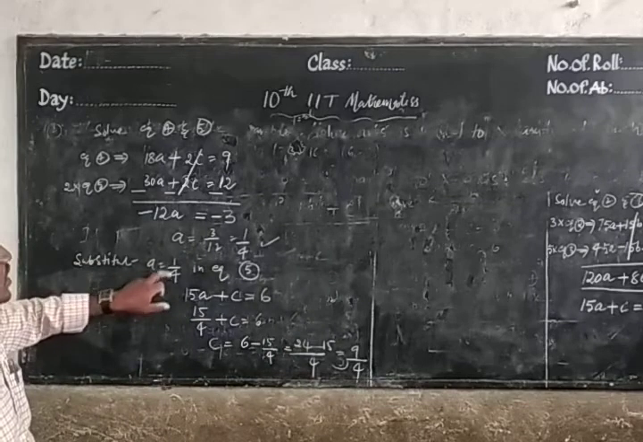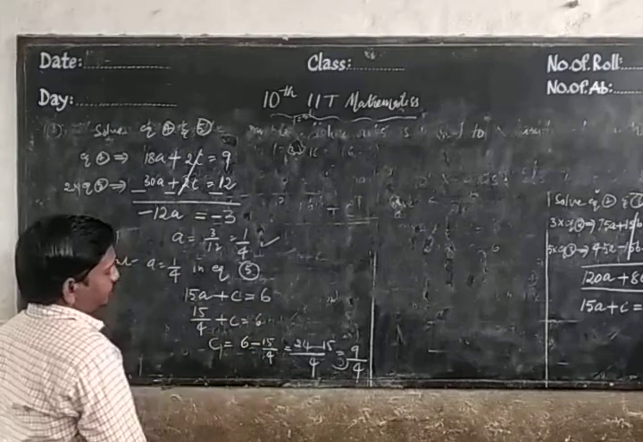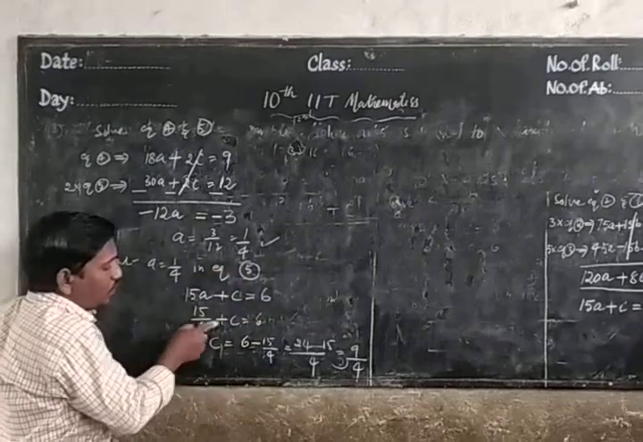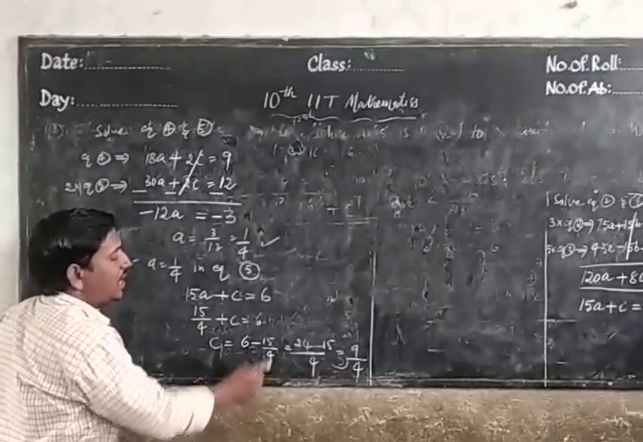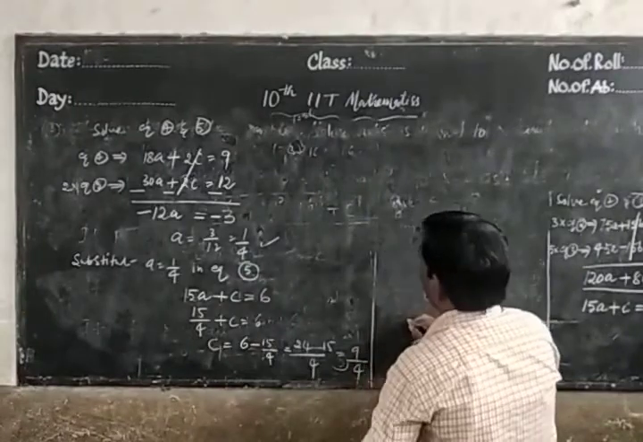Substitute a equal to 1 by 4 in equation 5. 15a plus c equal to 6. 15 into 1 by 4, that means 15 by 4 plus c. C equal to 6 minus 15 by 4. So finally the c value is 9 by 4.